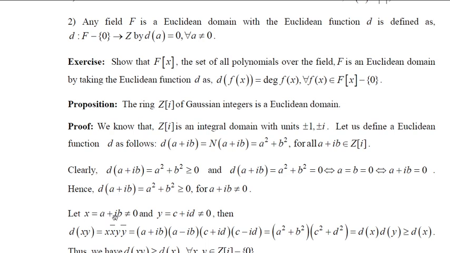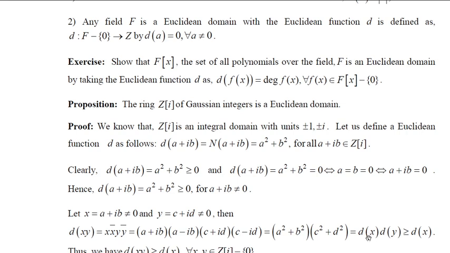Since your x is a plus ib, you're going to get a square plus b square here. So this is (a plus ib) into (a minus ib). This is (c plus id) into (c minus id). So their product is (a square plus b square) into (c square plus d square). But what is your a square plus b square? This is d(x). What is your c square plus d square? This is d(y). So d(x) into d(y).